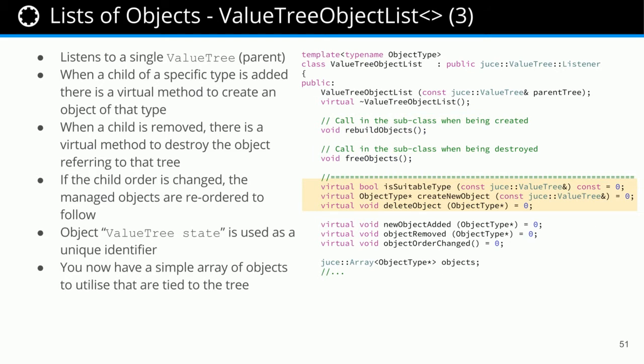The real business end, these three methods, is isSuitableType, createNewObject, and deleteObject. For isSuitableType, we just examine the tree and return true if we're saying, yes, we can create an object for this.